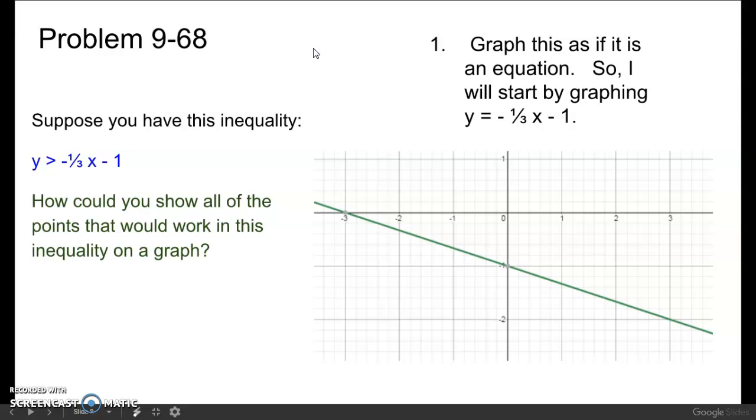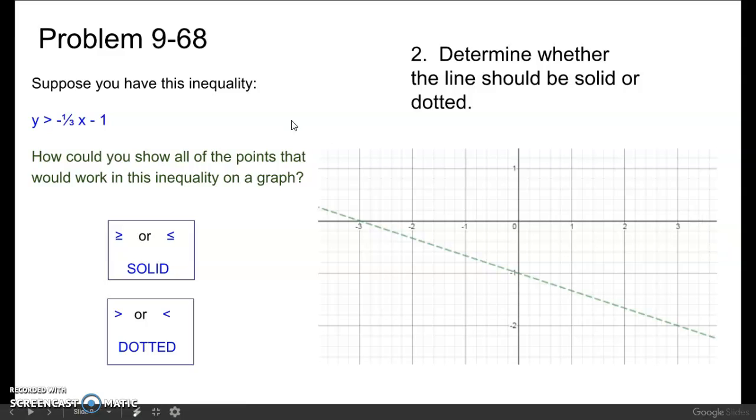This is problem 968. Let's take a look at this one. So this is y is greater than negative 1/3 x minus 1. First step, graph the line. So I've got my y-intercept. This time I'm going to go over to the right 3 and down 1 because my slope is negative 1/3. Second step, determine if it is solid or dotted. Well, in this case, it's a dotted line.